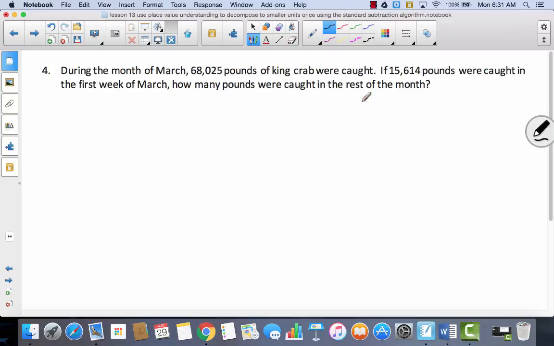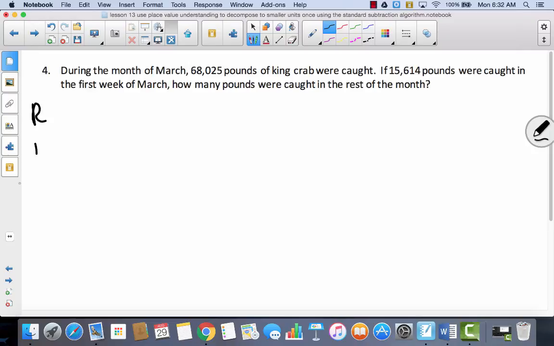Okay, let's look at problem number 4. During the month of March, 68,025 pounds of king crab were caught. If 15,618 pounds were caught in the first week of March, how many pounds were caught in the rest of the month? Okay, so we read.